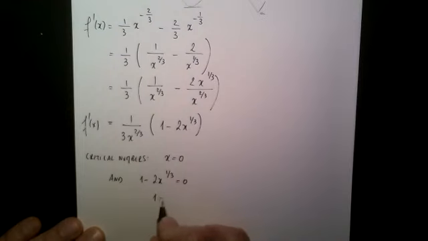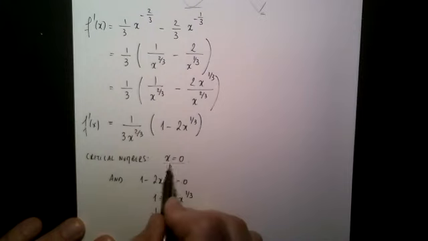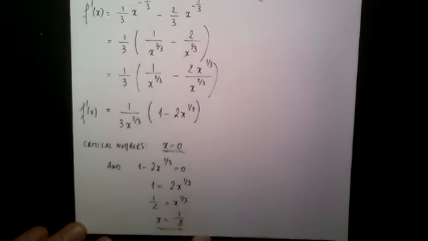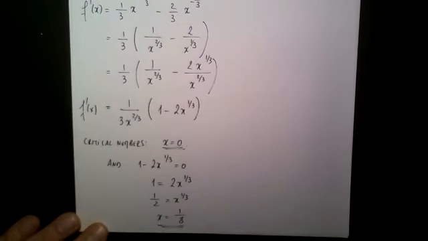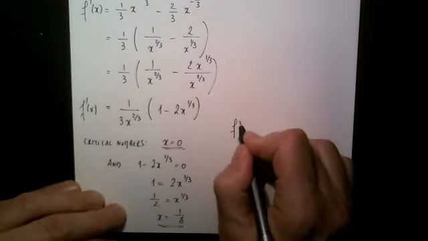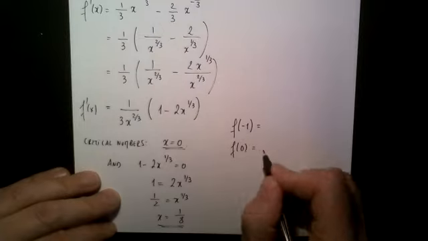So this is 1 equals 2x to the 1/3. So this means 1/2 is x to the 1/3. If you power 3 both sides, you get x equals 1 over 8. Critical numbers: at x equals 1 over 8, the derivative is 0, the slope is 0. At x equals 0, the derivative does not exist. What do we do now? We find the value of the function at our endpoints and at our critical values.